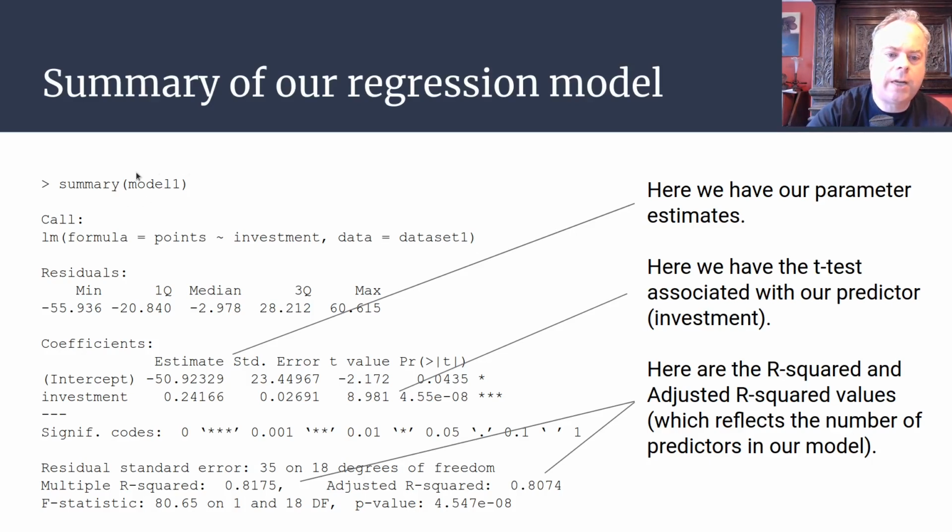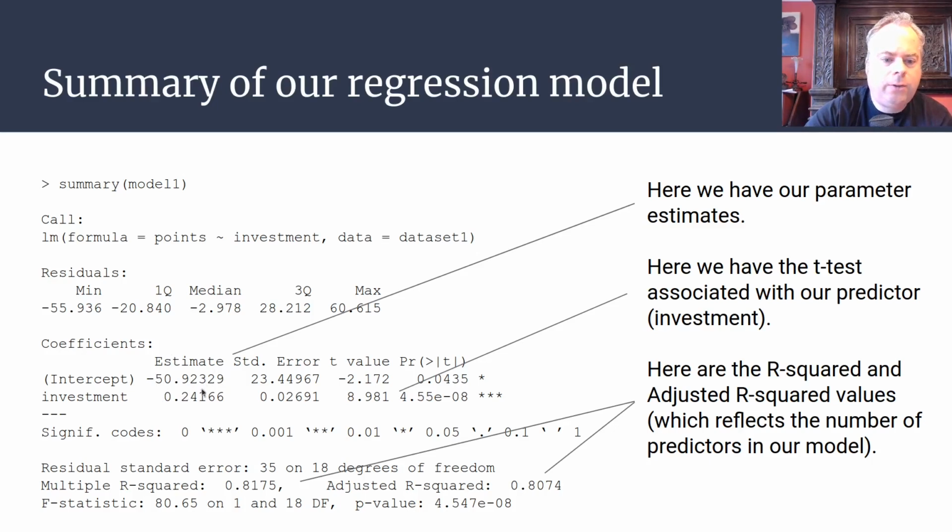We can then use the summary function to give us the parameters that we're interested in extracting from our model. So this is our model where we've got investment as a predictor. So we're going to use summary, brackets, model 1. We're given a lot of information. Here are the coefficient estimates, so the intercept. This is the beta 0 value that we were talking about earlier. And then this estimate here, 0.241, tells us about the slope of our line.